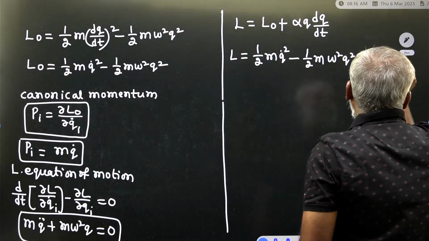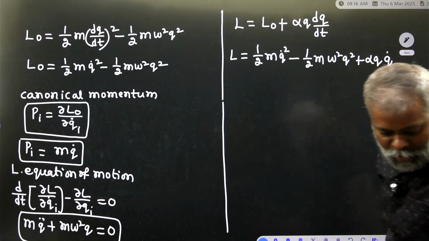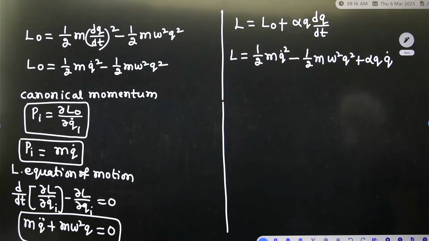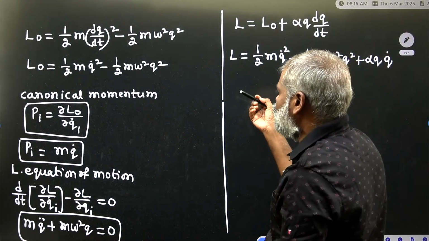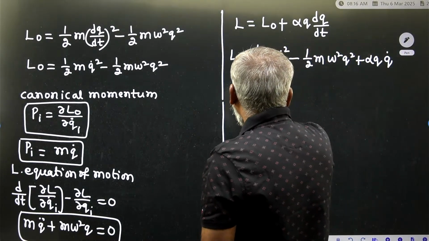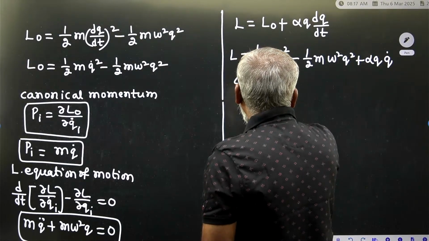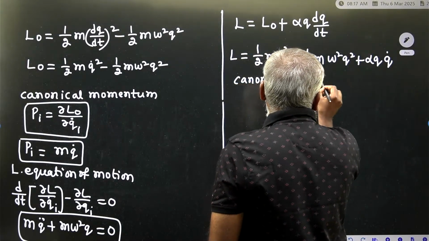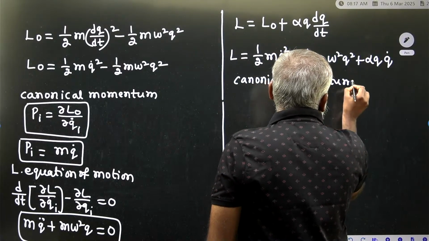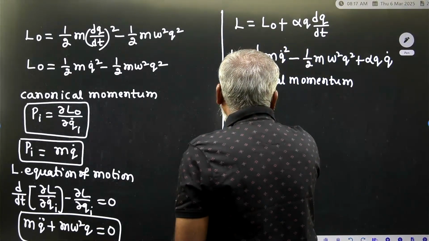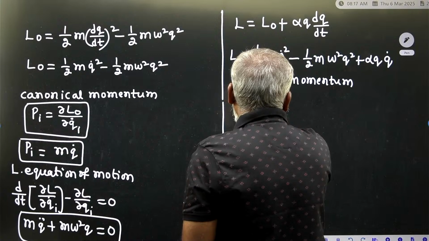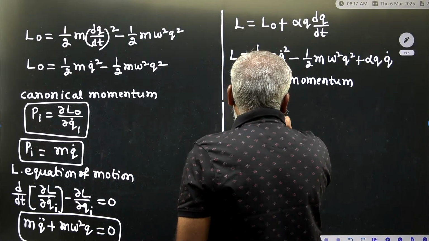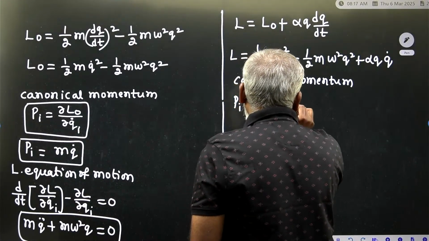So dq by dt is equal to q dot. You have to write it as alpha into q dot. Clear? So therefore, what do we have to write here? First, you find the canonical momentum. What is our canonical momentum? What is the formula? p_i is equal to ∂L/∂q_i dot. So this is the canonical momentum.